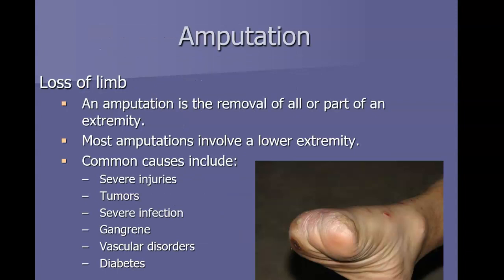And then amputation. Amputation is loss of a limb. It's the removal of all or part of an extremity. Most amputations involve a lower extremity, and common causes are severe injuries. You'll generally see this from a car crash or a motorcycle crash, or wartime. Our veterans a lot of times end up losing extremities due to war issues.